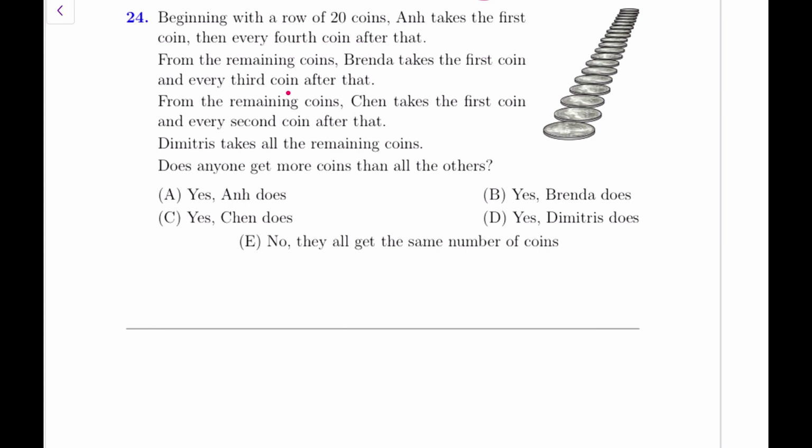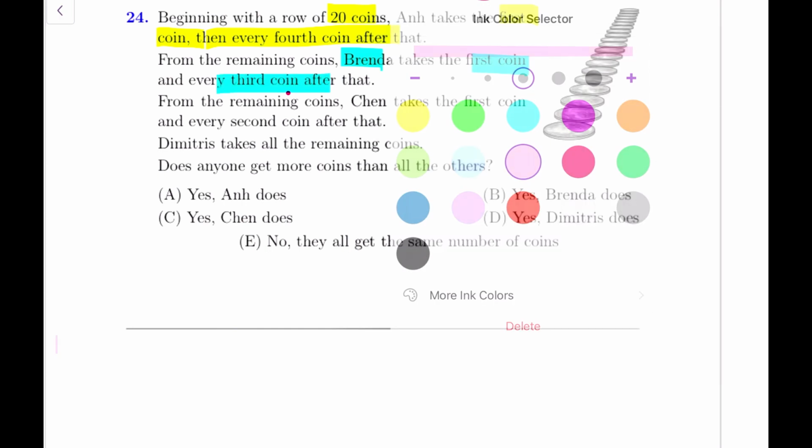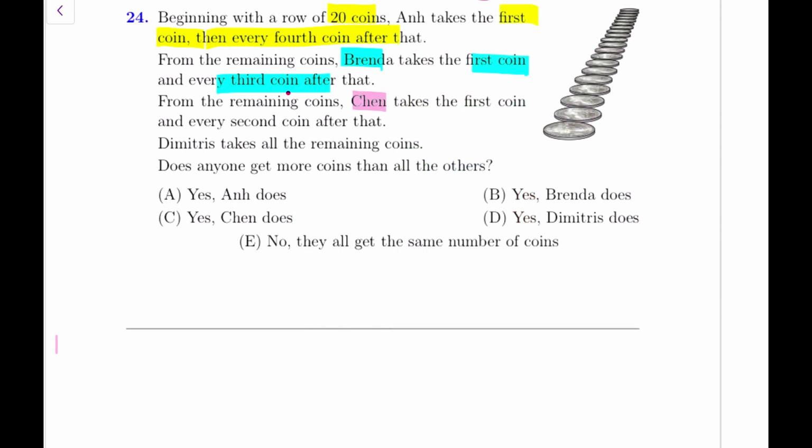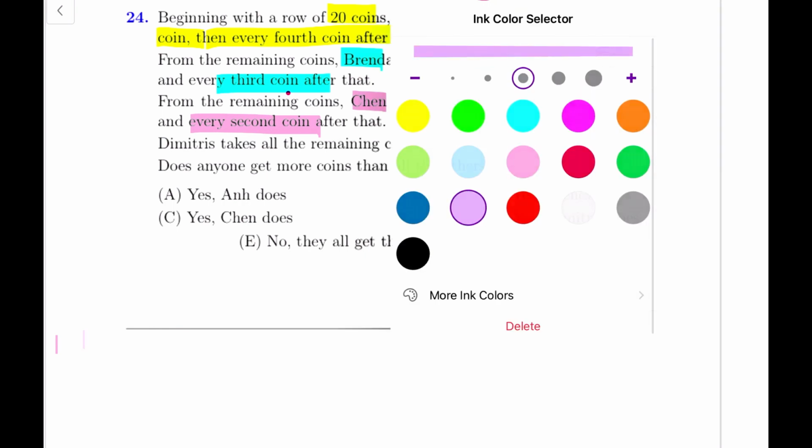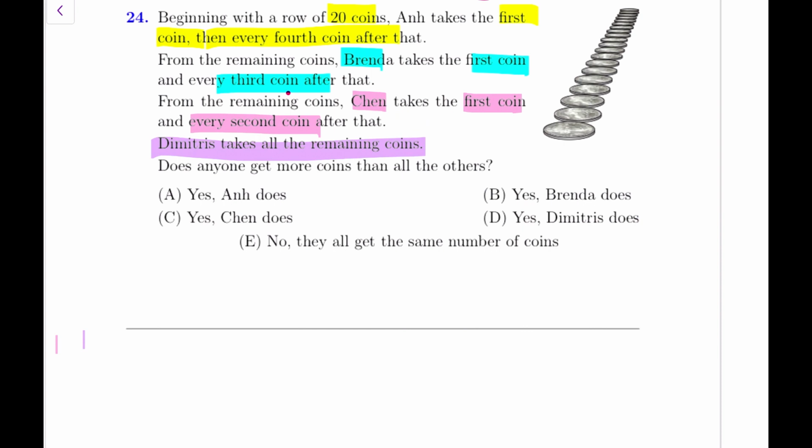Let's read. Beginning with a row of 20 coins, let me mark, we have 20 coins. Anne takes the first coin and then every 4th coin. So Anne is interested in first and 4th. From the remaining coins, Brenda takes the first coin and every 3rd coin after that. Let me change the color. And from the remaining coins, Chen is taking the first coin and every 2nd coin after that. There's another person, Dimitri, who takes all remaining coins. So we can see there are 4 people in this.